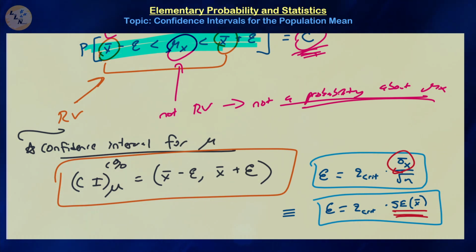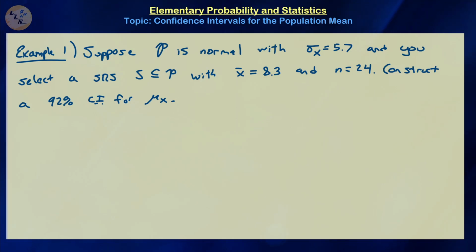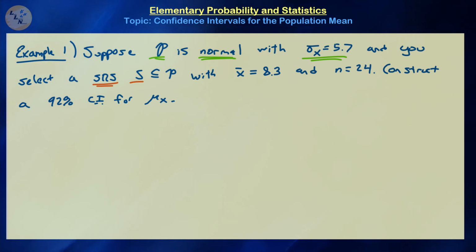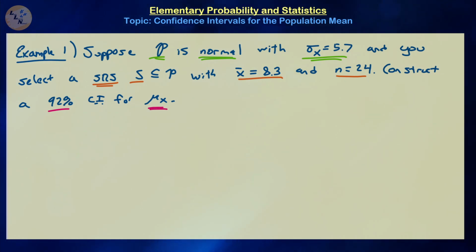So now let us take a moment and go through a few examples on how to actually construct this confidence interval for mu, and also how to apply it to hypothesis testing. Let's start off with a very basic example. Let us assume we have a population P that is normally distributed, and let's assume that we know the population standard deviation sigma to be 5.7. In this case, we do not know what the population mean mu is. Let's then select a simple random sample S from this population, and let's assume that the arithmetic mean of that sample is 8.3, and the size of that sample is 24. Let us now construct a 92% confidence interval for the population mean mu.